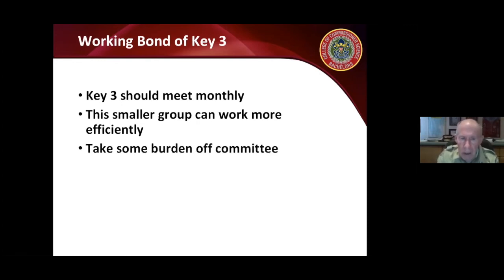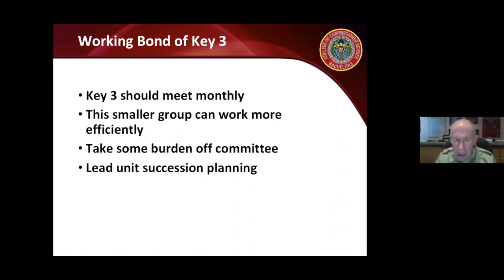They also can take some of the burden off the committee. We think of the committee as taking the burden off of the unit leader, but sometimes that committee may be feeling overwhelmed, particularly if they are understaffed. And this has been mentioned earlier today in different meetings. There needs to be a succession plan in place.